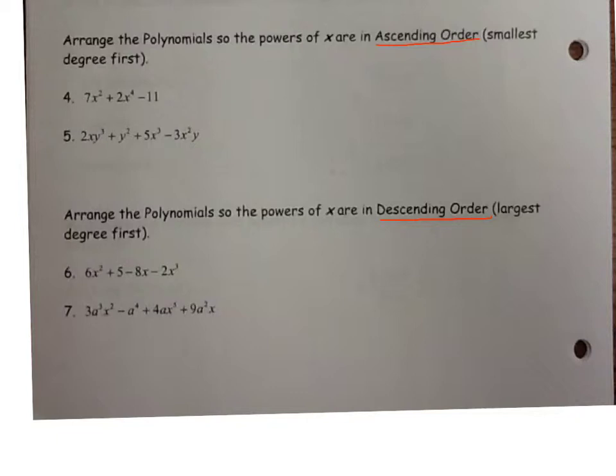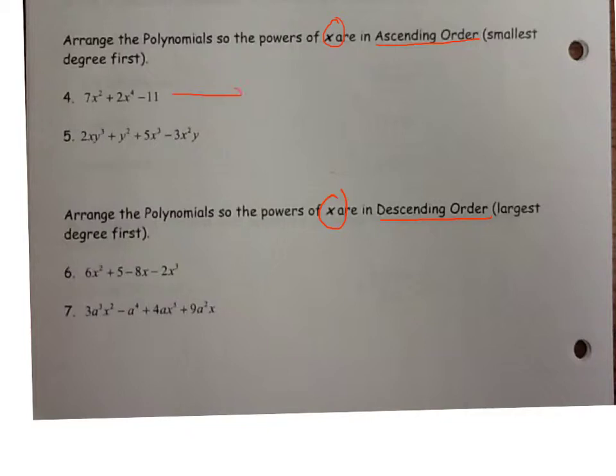So really all you're doing with numbers 4 through 7 is you're rearranging the terms so that the powers of x, okay, so this is a little bit different, only x, don't worry about any y's or a's or b's or anything that's in the problem, arranging the powers of x so either they go smallest to biggest or biggest to smallest. So let's take number 4 for example.